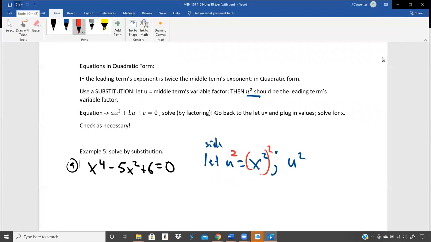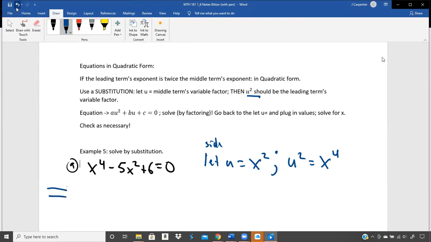So u squared, well, this is x squared squared on the right. I'm not adding these exponents, I'm multiplying. Now, it's a coincidence that the answer is the same. That's not always the case. So we're multiplying the exponents in that situation, which is u squared is x to the 4th, which is the variable factor from the leading term. Everything is working out perfectly so far.